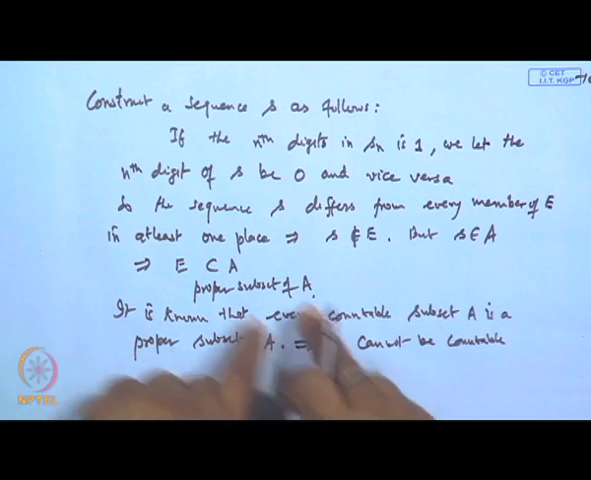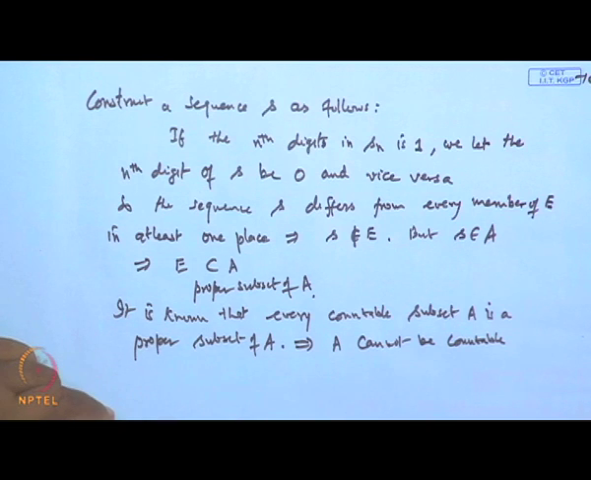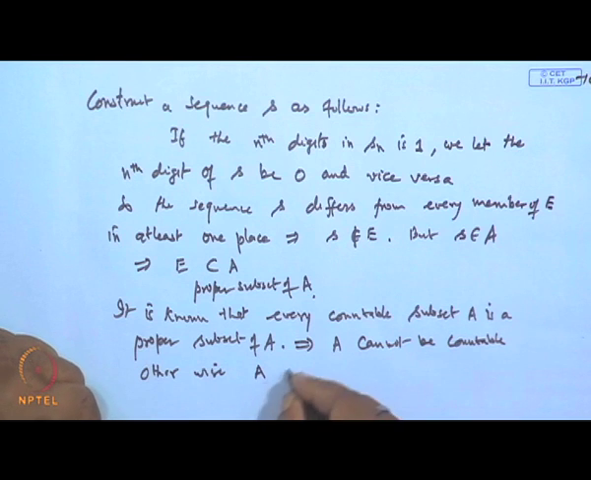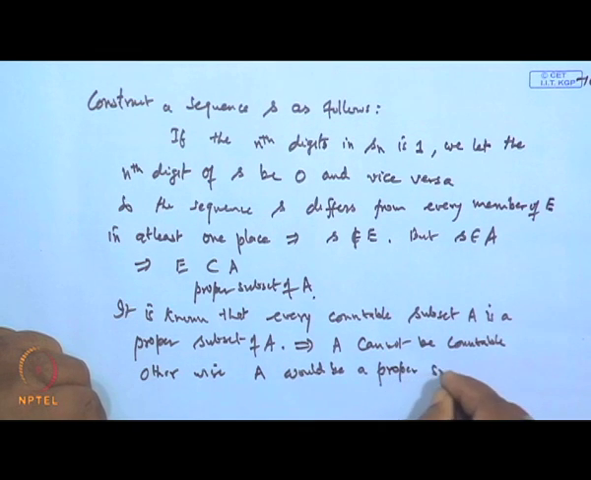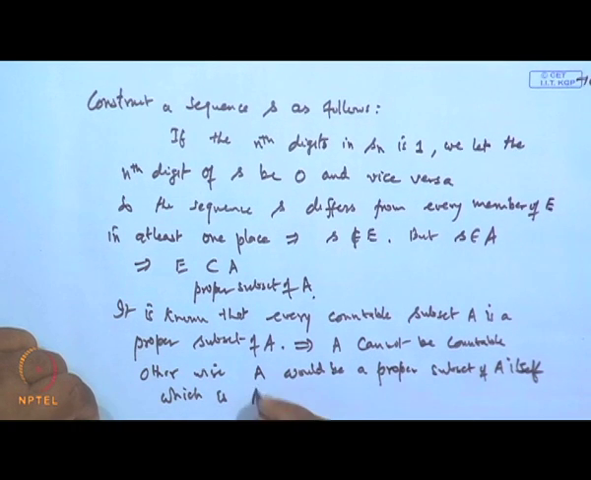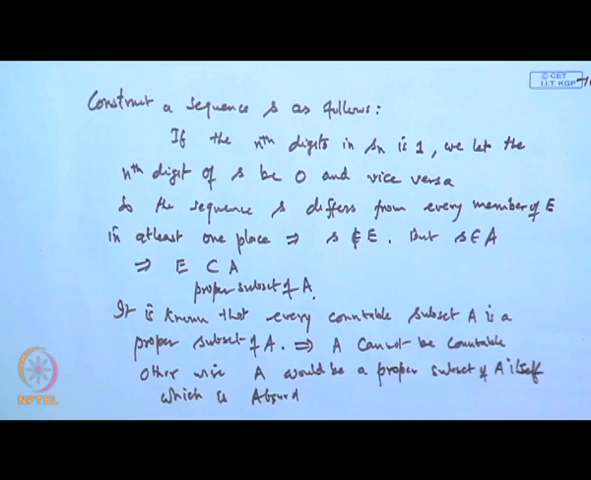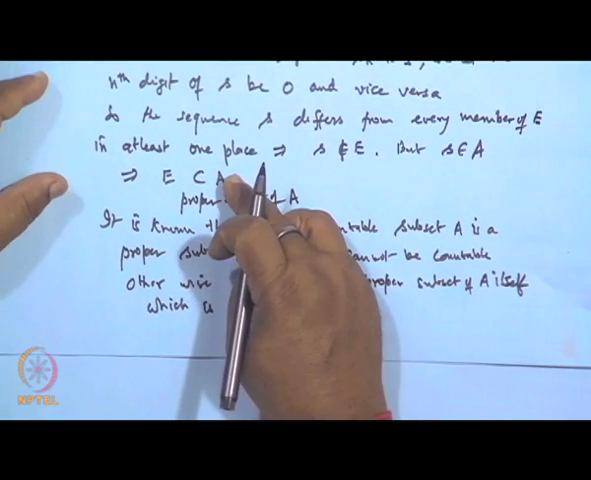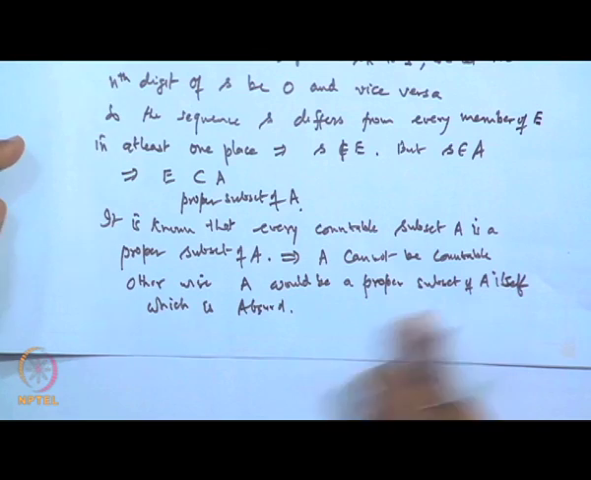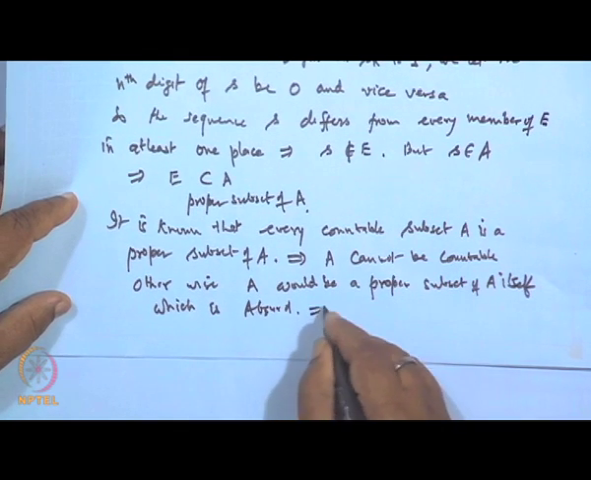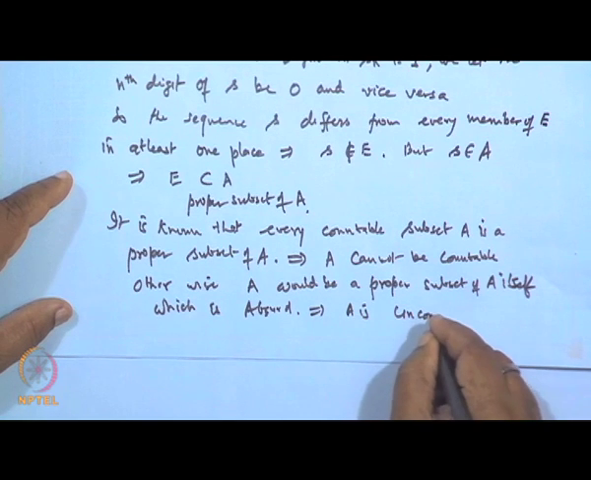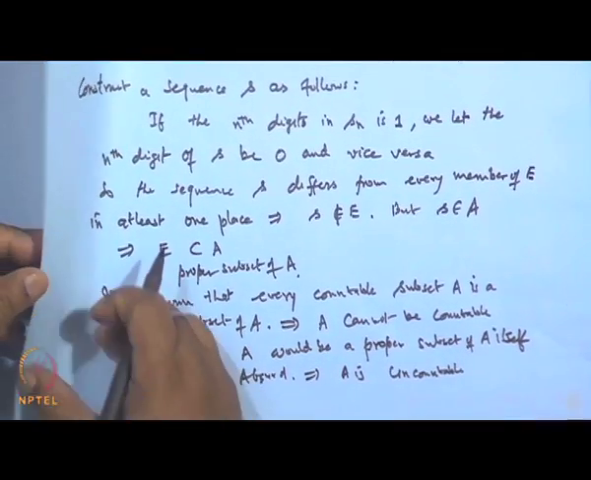because if A is countable, then here itself we are getting a contradiction. Otherwise A would be a proper subset of A itself, which is absurd, because a set is a subset of itself, but cannot be a proper subset of itself. And here, if we assume A to be countable, then it must have a proper subset, but we are getting that this cannot be countable. So this shows that A is uncountable.